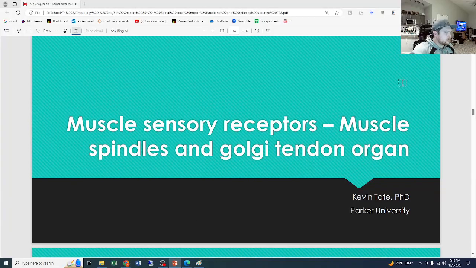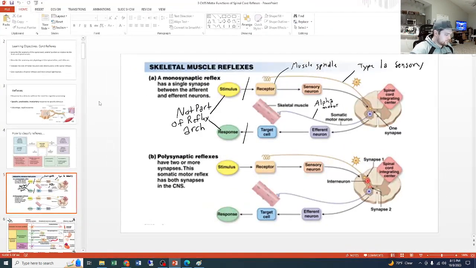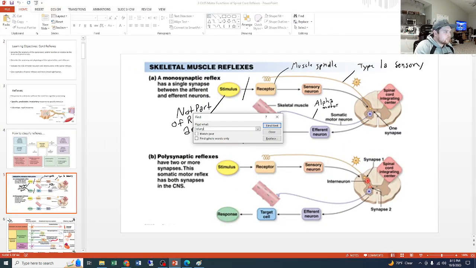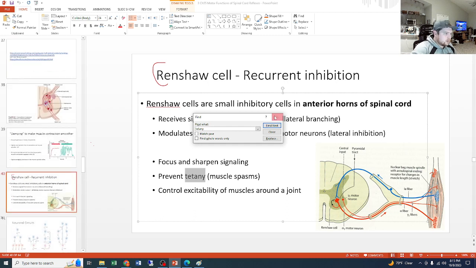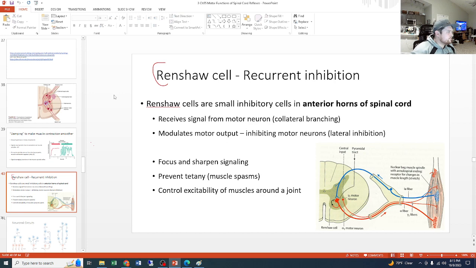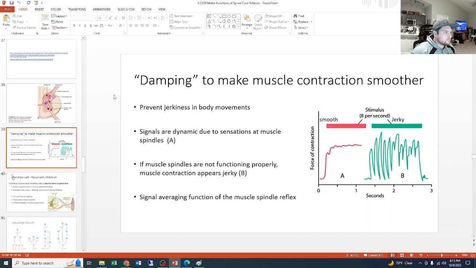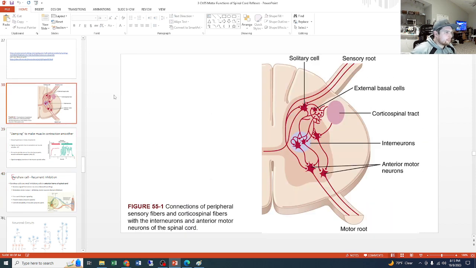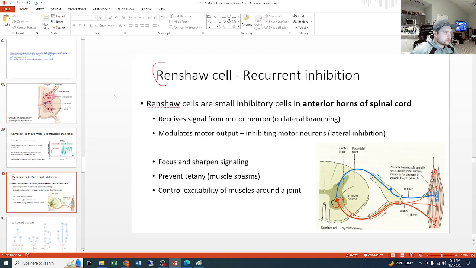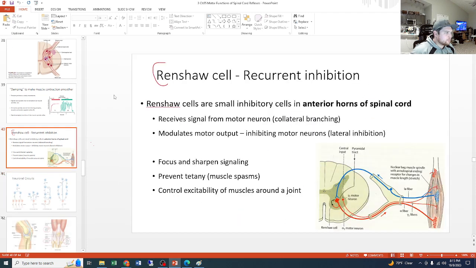Let me pull up something else that I have. Must have another. Probably have it on another slide. Another PowerPoint somewhere.